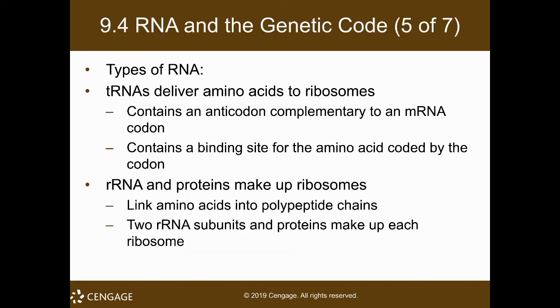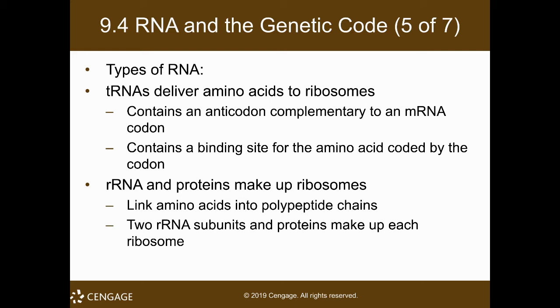Now let's move on to the different types of the RNA that is involved in the translation step. So you have the transfer RNA or the tRNA that delivers the amino acid to ribosomes. So it contains an anticodon complementary to an mRNA codon. So it contains a binding site for the amino acid coded by your specific codon. So you basically have what you call an anticodon.